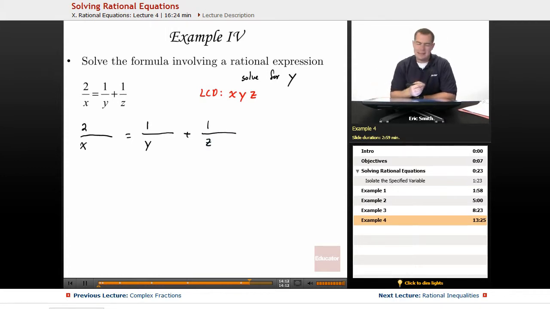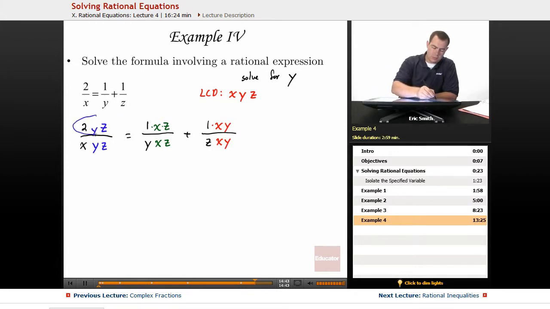So in the first one, it already has an x in the bottom. We'll give it a y and a z on the top and the bottom. The next one already has a y, so give it the x and the z. And for the last one, we have z, so x, y. Okay, this will ensure that all of the bottoms are exactly the same. So now go ahead and turn your attention to just the tops of all these, and we'll continue moving forward.